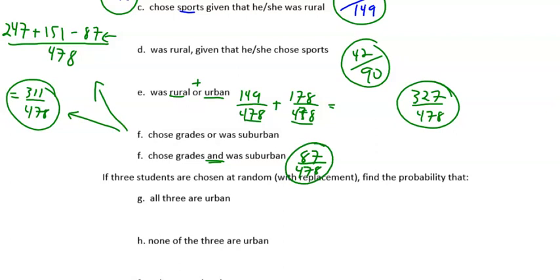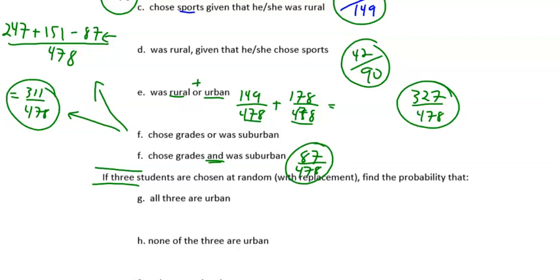Remember, all these are out of 478 unless I say "given that," right? Given that reduces my sample set. Okay, let's see. So now this is a different kind of question. We're picking 3 students, right? So this is 3 different probabilities, and most likely they're going to be multiplied together with replacement. So we're putting them back in the group.